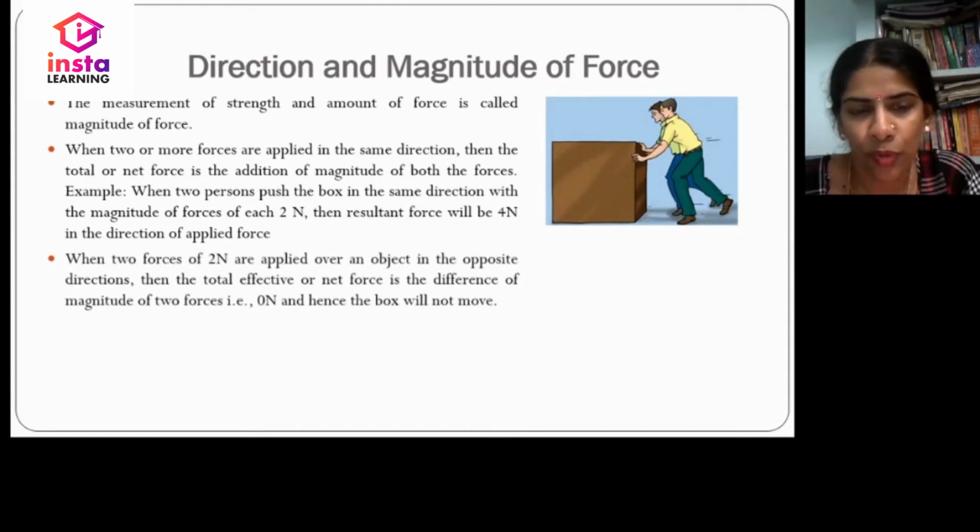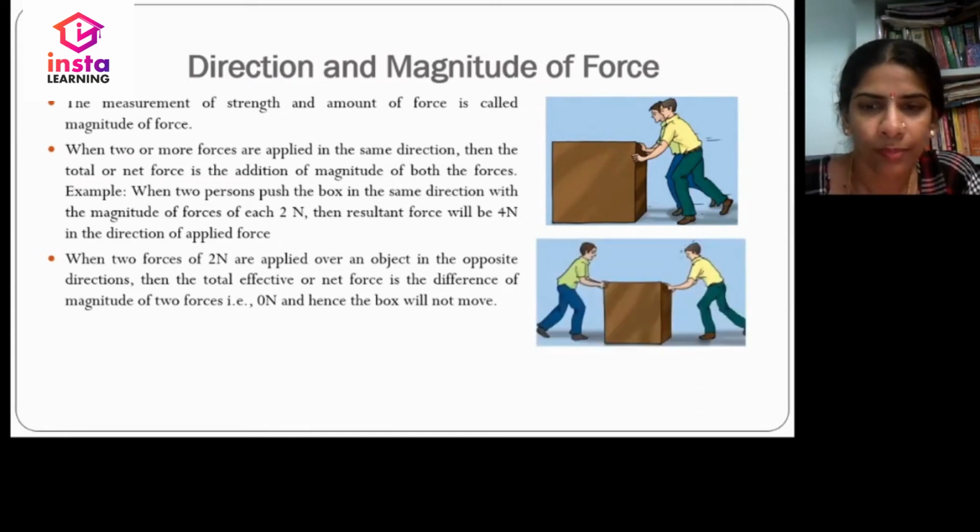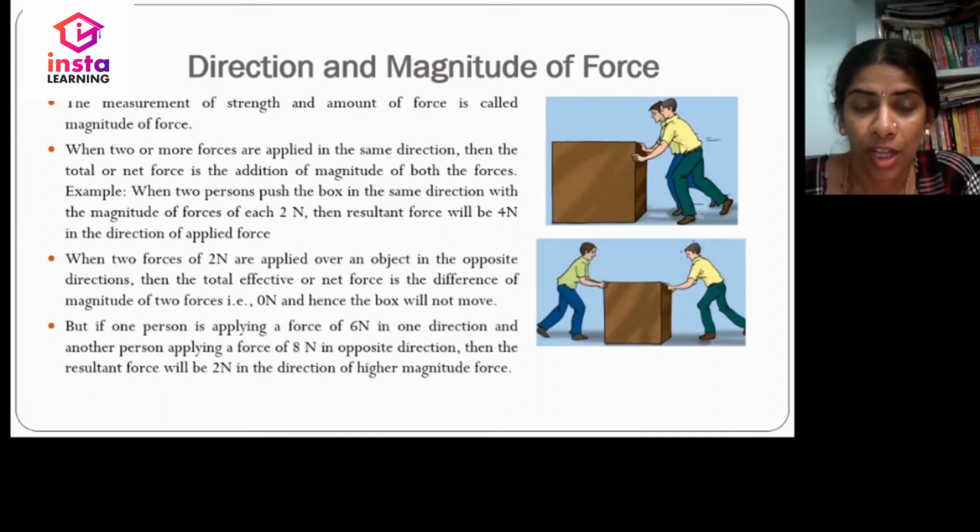When two forces of 2N are applied over an object in opposite directions, then the net force will be the difference between the magnitudes of the two forces, and hence the box will not move. But if one person is applying 6N in one direction and the other is applying 8N of force in the opposite direction, then the difference, that is the resultant force, will be 2N and in the direction of the higher force.